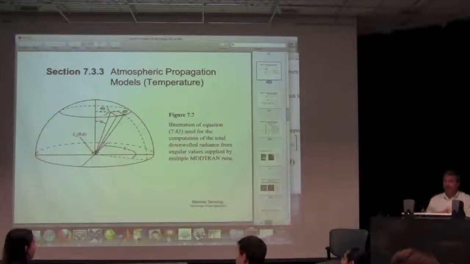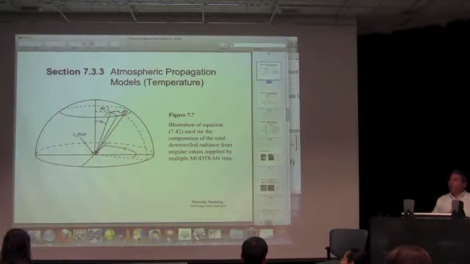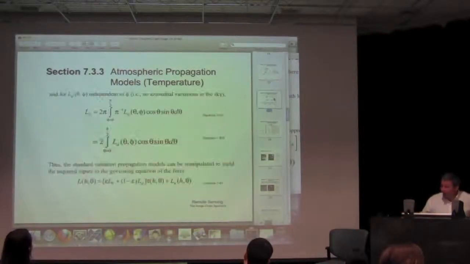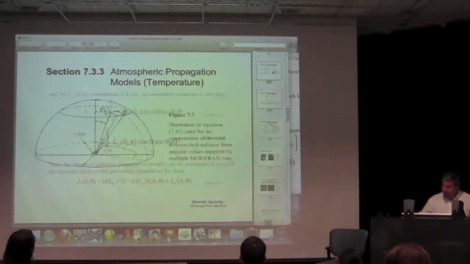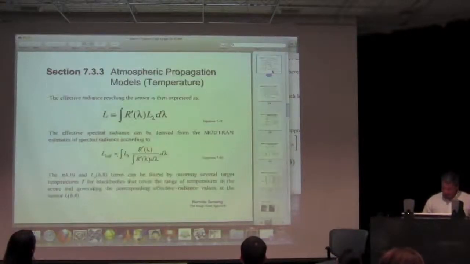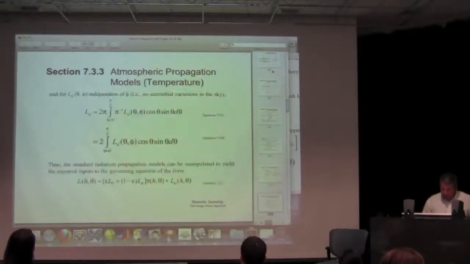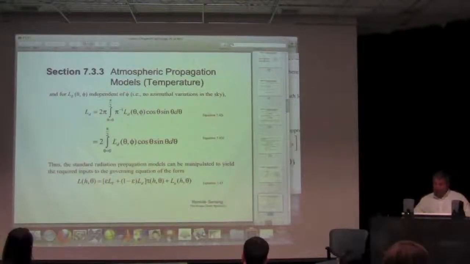But at this point, we already have radiance reaching the sensor, right? That was the equation. We have a radiance measurement at the sensor, which is a combination of all these other things. So why are we doing all this to begin with? And if we go back a couple here, go back to the propagation equation.